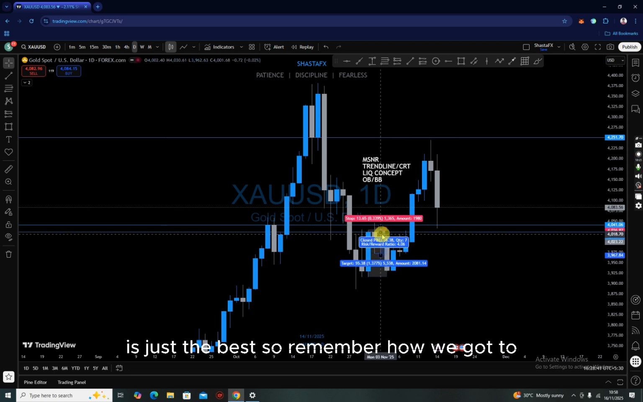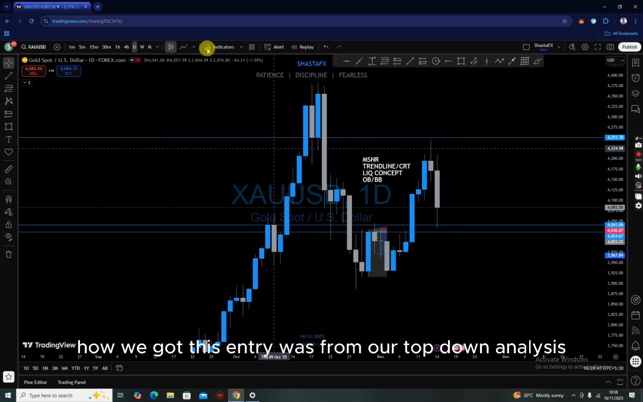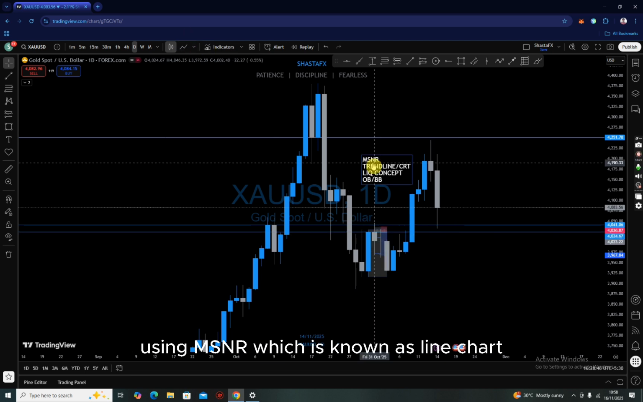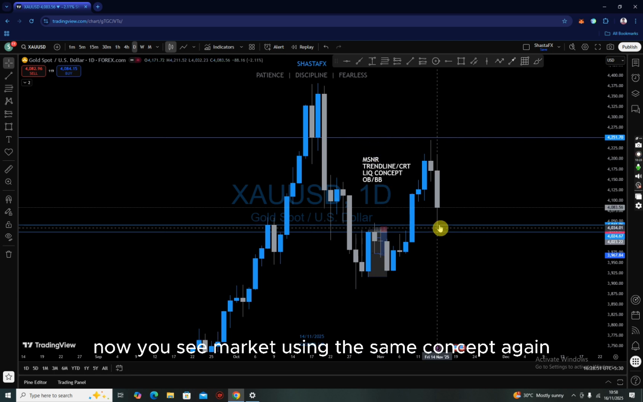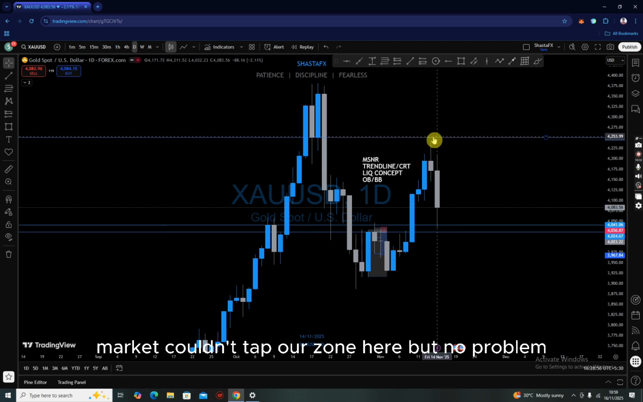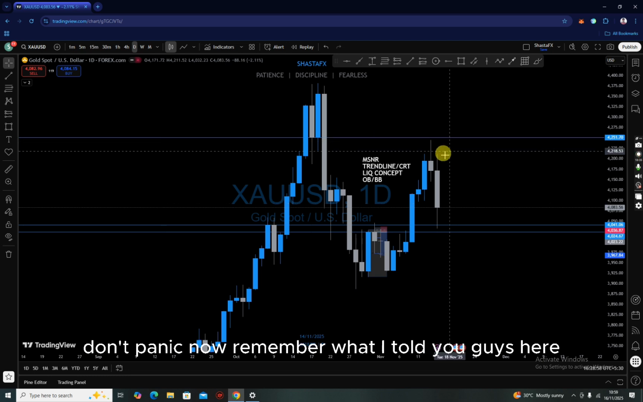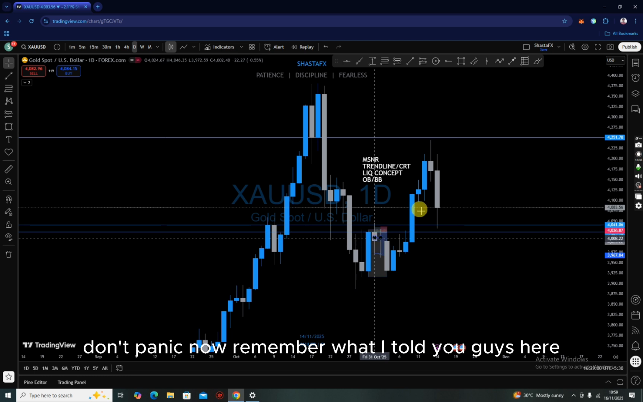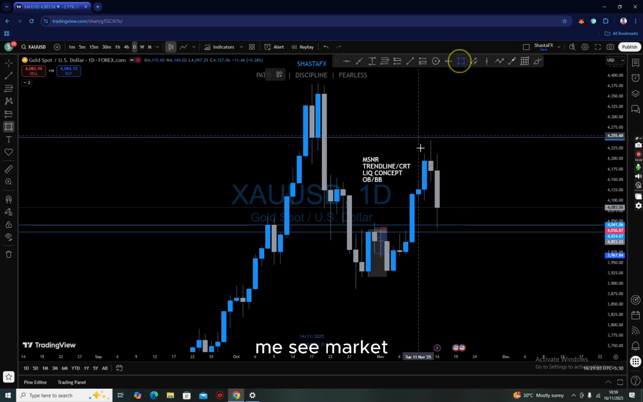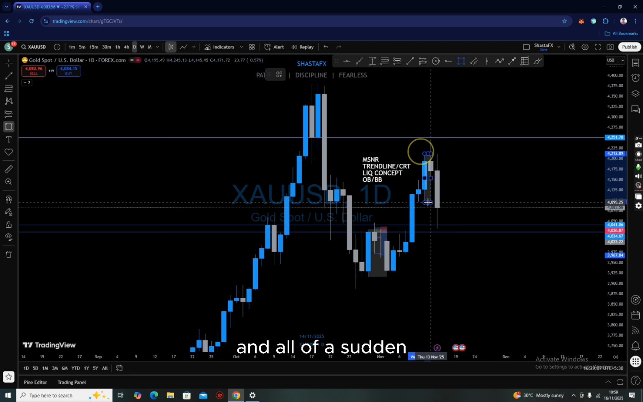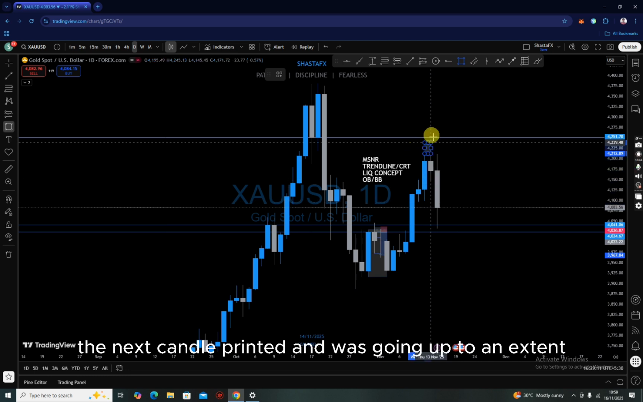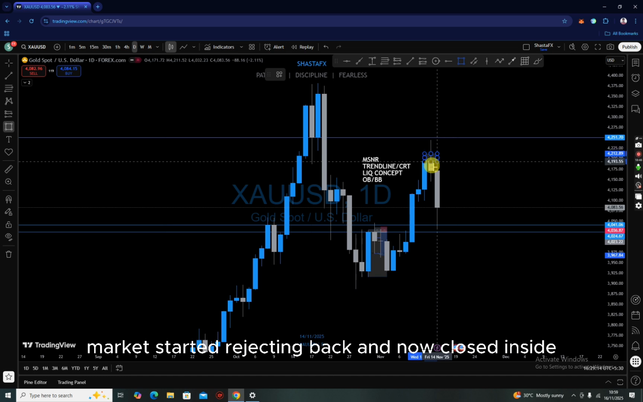Remember, how we got this entry was from our top-down analysis using MSNR, which is known as line chart. Now, if you look at this, you see the market using the same concept again. The market couldn't tap our zone here, but no problem, don't panic. Remember what I told you guys. We saw that this particular candle was bullish, and the next candle printed and went up. To an extent, the market started rejecting back and did not close inside.